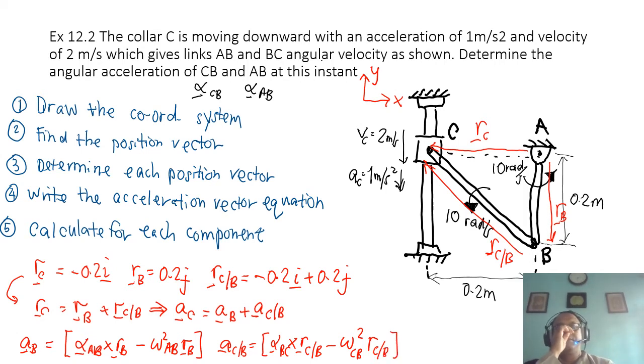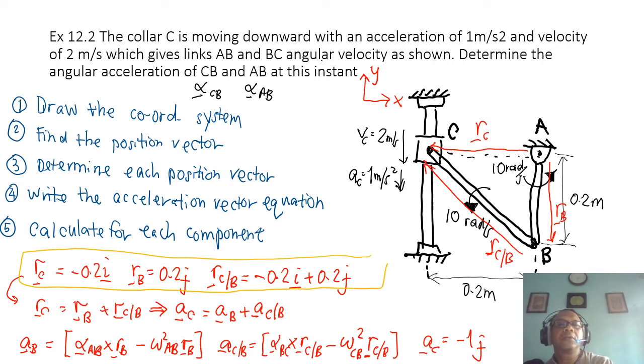So this is all vectors. And last one, what do we know about AC? AC is given as 1 meter per second square downwards, so minus 1 J. So we have all the necessary components for us to do the calculation. So let me box this. We've got all of the position vectors, and we have all the equations that we need.